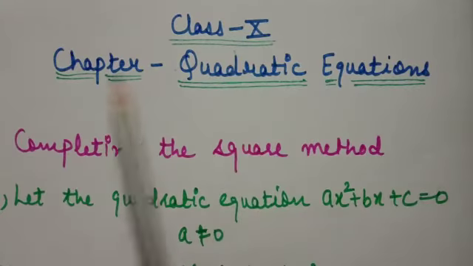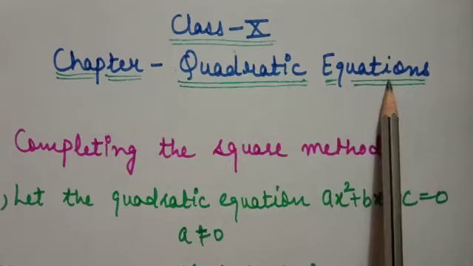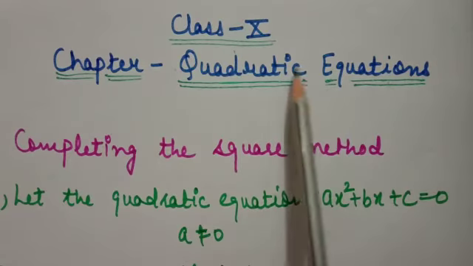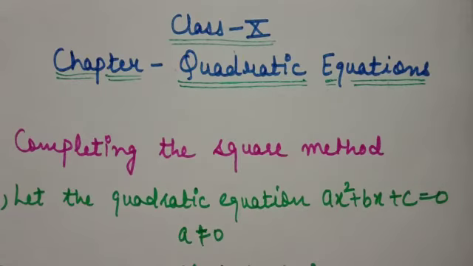This is class 10th, chapter quadratic equations. Students, today from this chapter I choose the most important topic, the completing the square method. Most of the students know how to solve the completing the square method, but they do not know about the journal form of the completing the square method. So today we will learn all the steps with the journal form of the equation.